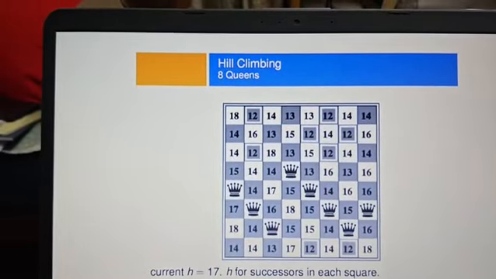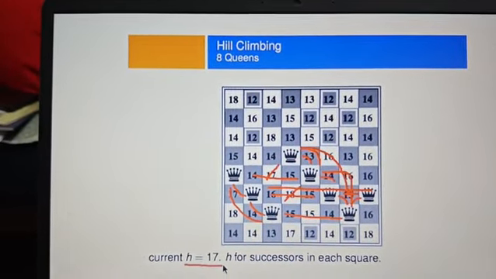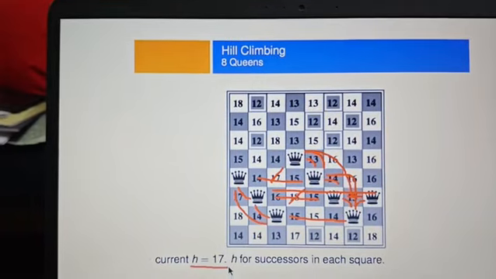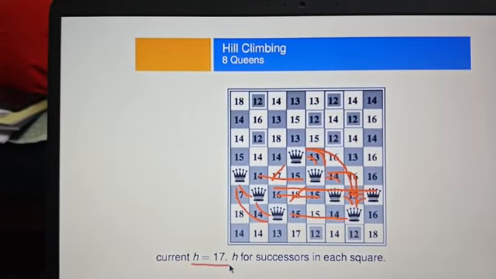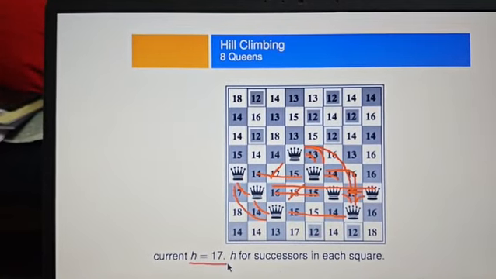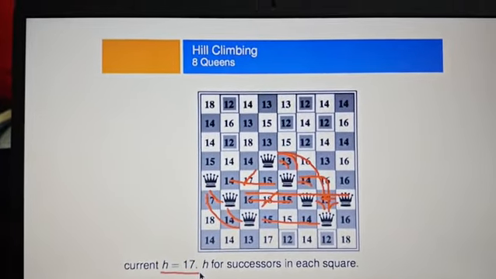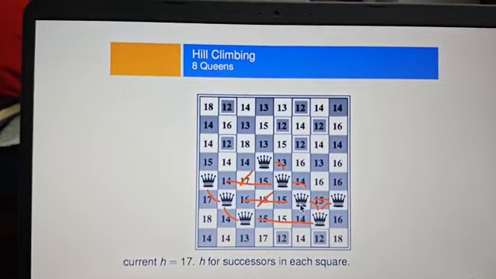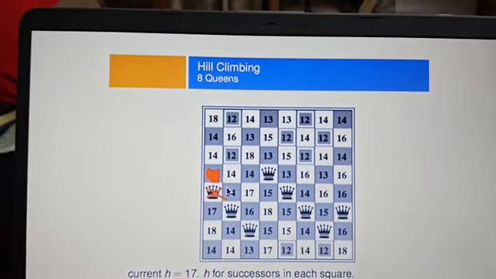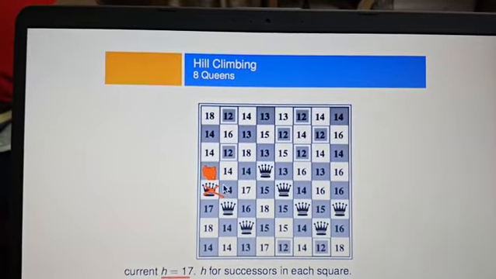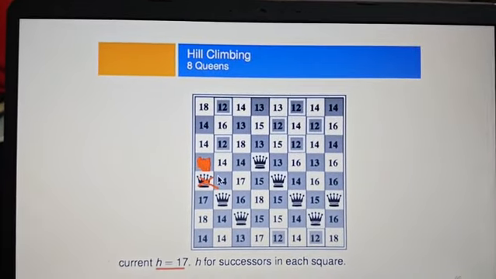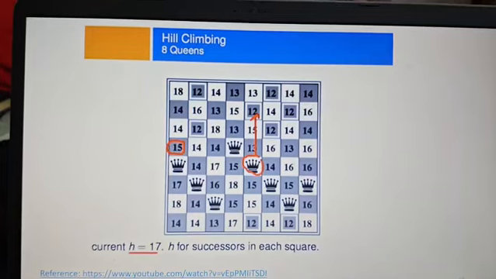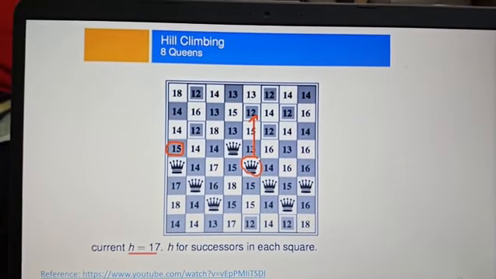Count. So directly, indirectly, you are taking 17 pairs of queens attacking each other. What do the numbers in each box represent? That is, if you place queens in those places, what is the H value? Now, suppose I move this queen here. If I move this queen here, how many queen pairs are attacking each other? 15, because the number is written there. So now if you move this queen here, H becomes 12.